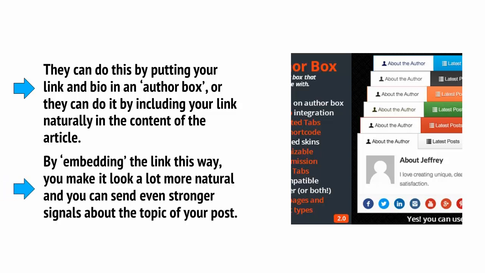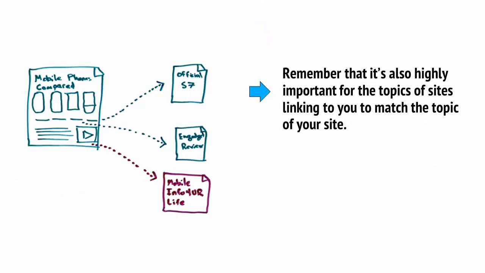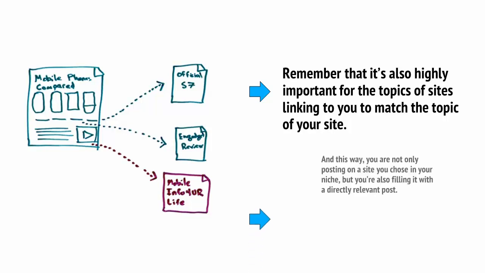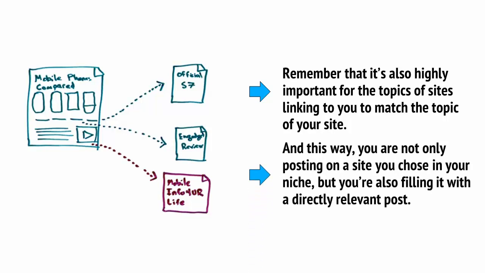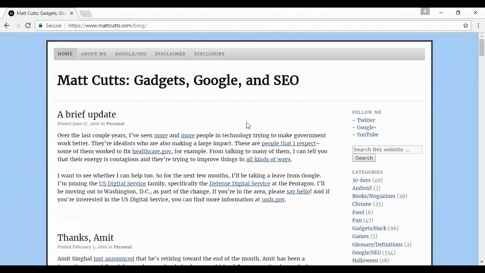By embedding the link this way, you make it look a lot more natural and you can send even stronger signals about the topic of your post. And remember that it's also highly important for the topics of sites linking to you to match the topic of your site. And this way, you're not only posting on a site you chose in your niche, but you're also filling it with a directly relevant post. This is a fantastic way to build links, but there are a few caveats.